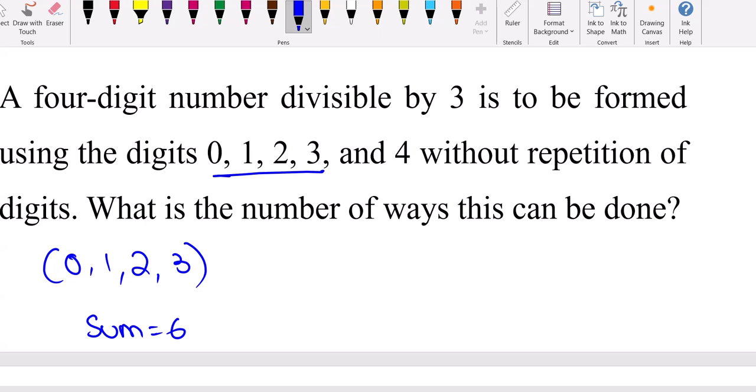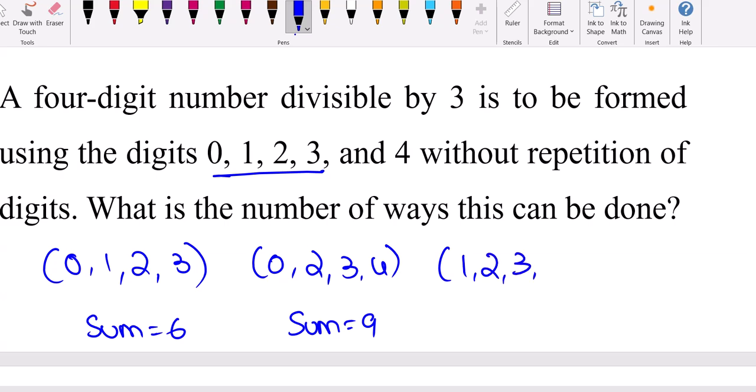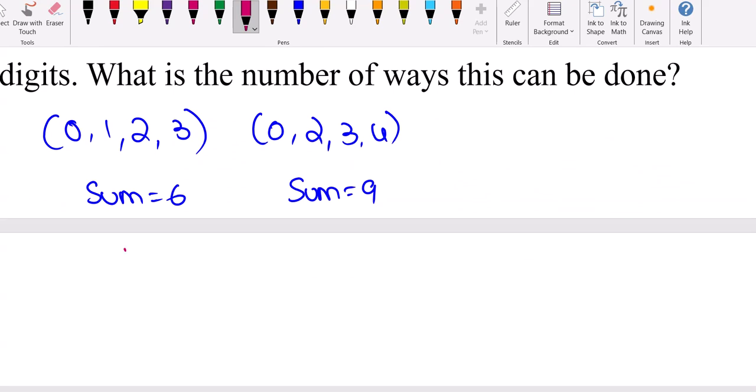Next 0, 2. 0, 2, 3, 4. Sum of digits 9. With 0, 2 no other combination is possible. So leave it. Next with 0, 3, no. 0, 3, 4, 3 digits only. Leave it. Then we'll go for 1, 2, 3, 4. Sum of digits 10. Waste. Right. So any other combination which is generating? No. Now, fine.